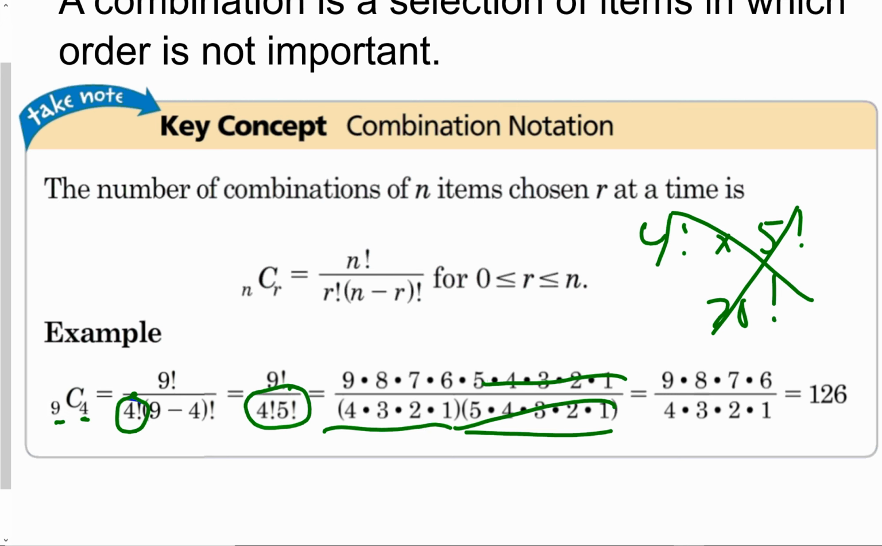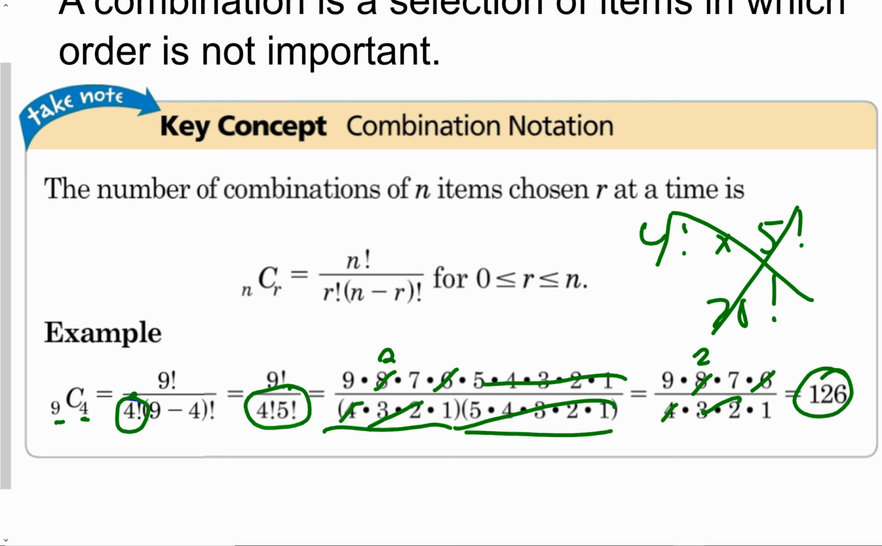So 3 times 2 is 6, so that 6 would cancel with that 6, and then you have 4 and 1. Well, this 4 would break this 8 down to a 2, right? So then really you just have 9 times 2 times 7, which is not that bad, right? So 9 times 7 is 63. 63 times 2 is 126. Okay, so we're good. Got to do my math right, okay?